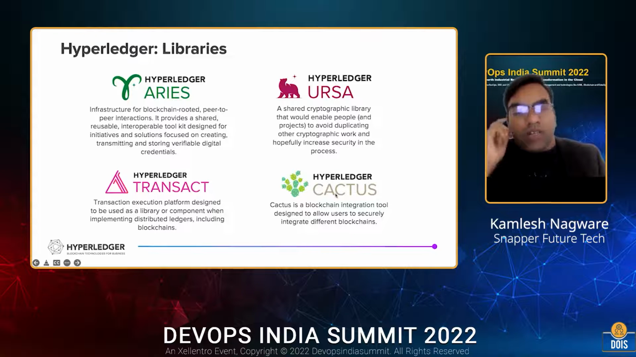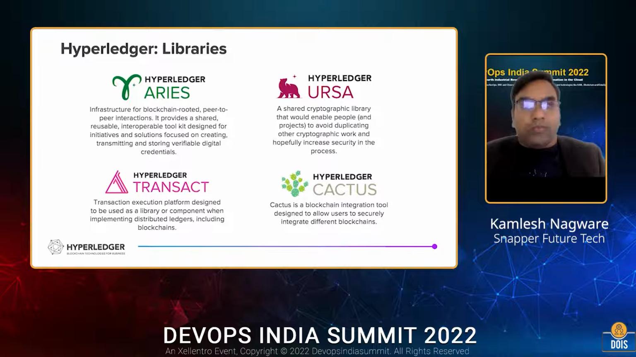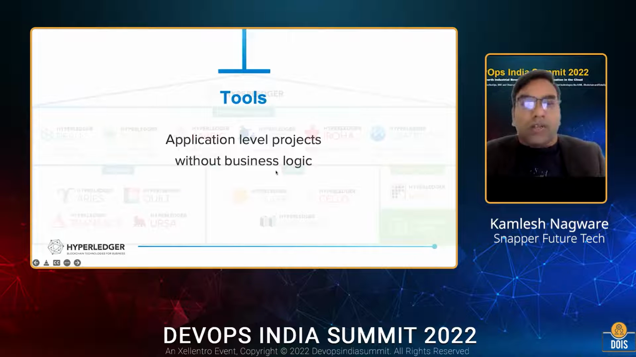Then Cactus, where we need interoperability between different blockchains like R3 Corda, Fabric, Quorum, Indy, Besu. You could use Cactus, which is also a production-stage project, to solve the interoperability between the blockchains.